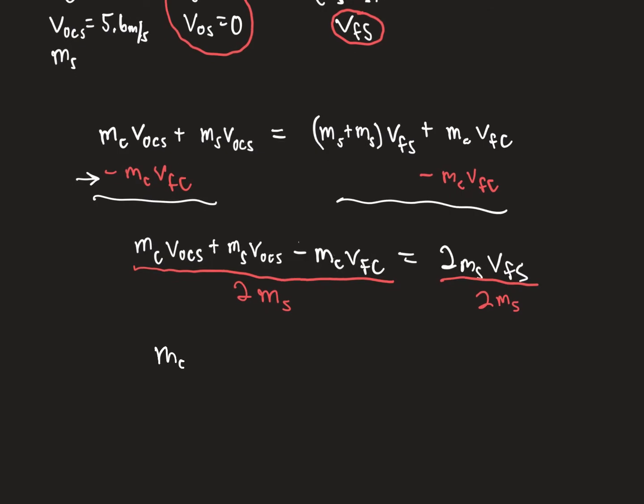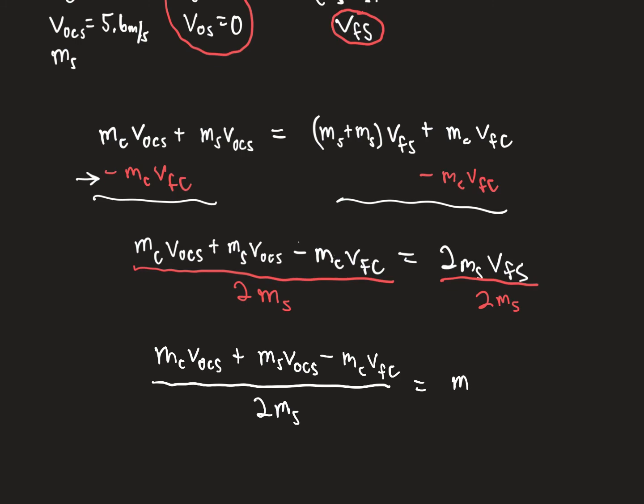So I have M child times V initial child and sled plus mass of the sled times V initial child and sled, minus mass of the child times V final child, all divided by 2 mass of the sled, equals V final of the sled. My big giant equation.